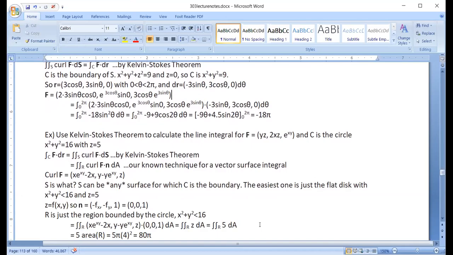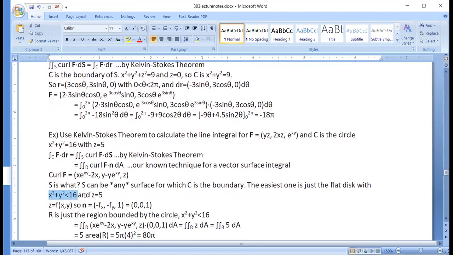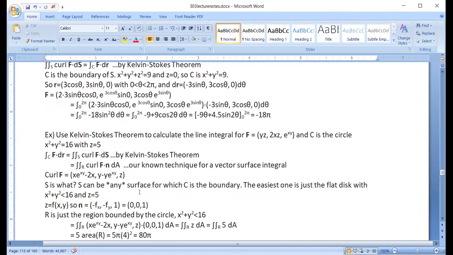So finally, that's the double integral over the region of 5 dA. We know that that is just 5 times the area of the region. And because the region was a circle, or to be precise, the region is a disk, the boundary is a circle, of radius 4, we know what the area is. It's just pi times 4 squared. And so 5 times pi times 4 squared is just 80 pi.